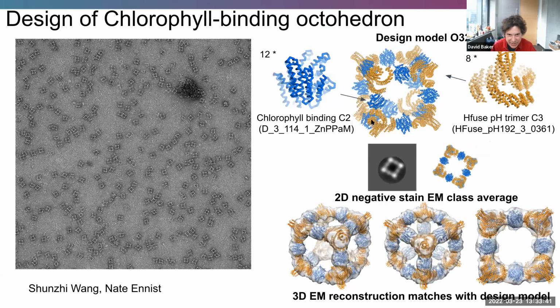So the applications of protein design aren't limited to the medical realm. Here we have Nate Ennis in the group, who has been designing proteins which bind to chlorophyll dimers in exactly the same orientation they are in photosynthesis, in the photosystem. And so they're excitonically coupled. And so what he and Shunji Wang then went on to do is to build these octahedral structures where there are two chlorophyll molecules on each edge of the octahedron. And so we're very excited about these as starting points for new light harvesting systems.